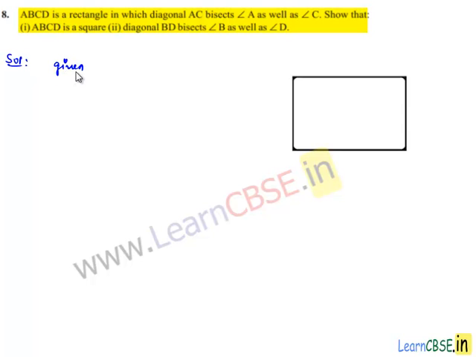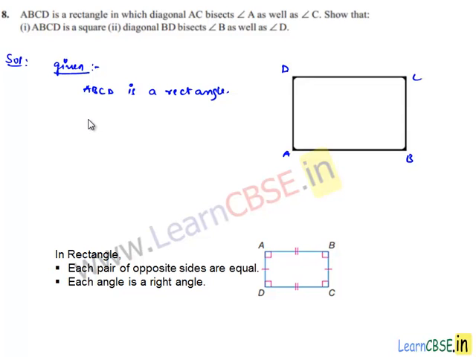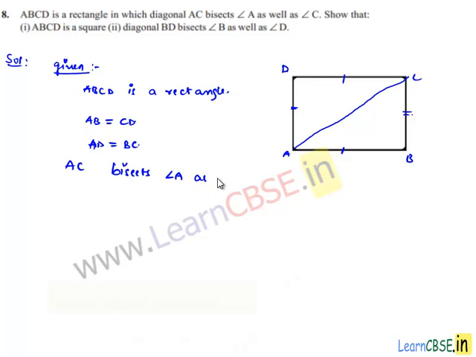It is given that ABCD is a rectangle. So let us assume the rectangle ABCD according to the problem. We know the properties of a rectangle: the lengths will be equal and the breadths will be equal. Two opposite sides will be equal. It also says that diagonal AC bisects angle A as well as angle C.